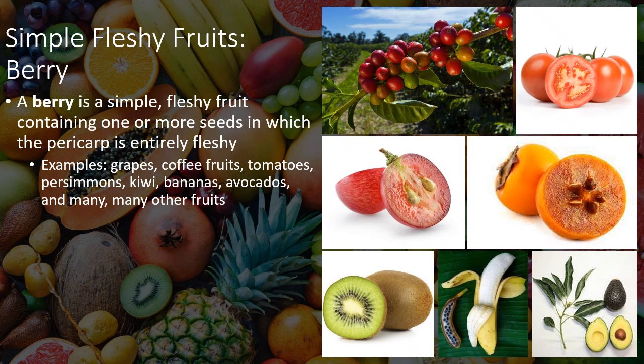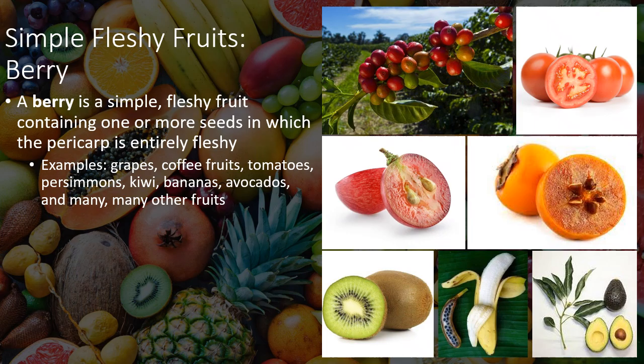The first type of simple fleshy fruit we'll be looking at today is a berry. A berry is a simple fleshy fruit containing one or more seeds in which the pericarp is entirely fleshy. Remember that our pericarp has 3 layers: the endocarp, or the inner fruit, the mesocarp, or the middle fruit, and the exocarp, or the outer fruit. In all berries, all 3 layers are entirely fleshy.